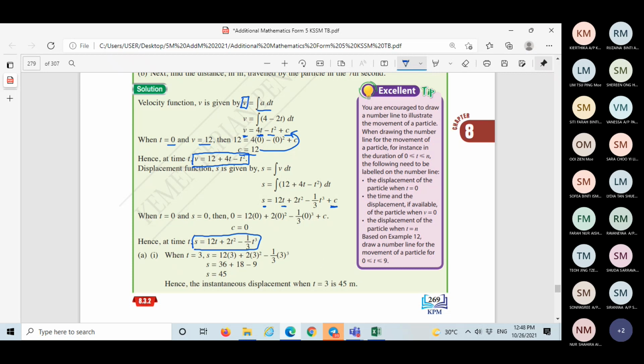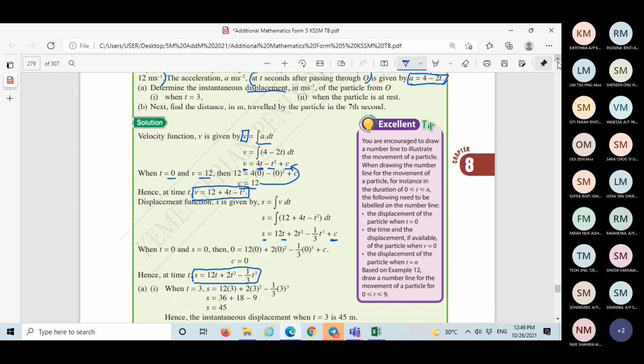Okay, I'm done with finding the function of the V and the function of the S. Now we go back to the question, to see what the question actually wants. They want you to find the instantaneous displacement of the particle from O when T is 3. Very easy. Once you have the functions already, just replace the T with 3, then you will get the S. But 2, when the particle is at rest. Rest means what? V equals 0. Where is the V function? Here it is. Let this equal 0.